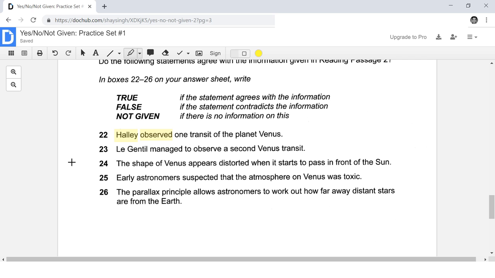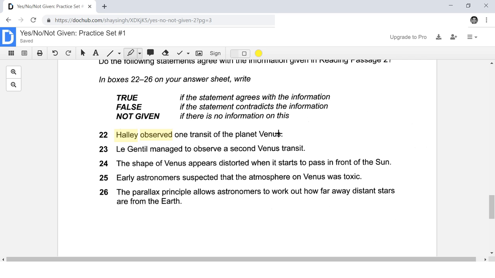Now I have to tell you about an exception that you have to make in regards to repetitive keywords like transit and Venus. The exception is that if you end up finding these other keywords like Hallie and observed in the reading passage, then it makes sense to look for these keywords. Only then, not otherwise. So find these keywords first, and then just to make sure that you have found the correct matching sentence, look for these other keywords like transit and Venus. So you'll see an example of that very soon.